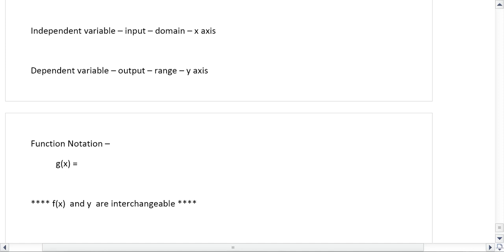All right, a couple more terms here. Independent and dependent variable. Again, review from A1. An independent variable is the input, which is the domain, which are the x values. We graph the independent variables along the x-axis, just so you're connecting all these terms together. The dependent variable, again, it's the output, it is the range, we graph it along the y-axis, just so you're aware all these terms are connected.